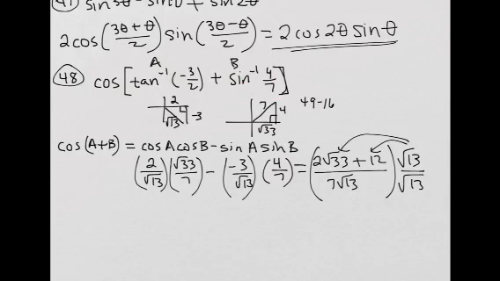So 33 times 13 is 429, so 2 radical 429 plus 12 radical 13, and the denominator is 13 times 7, so that's going to be 91.